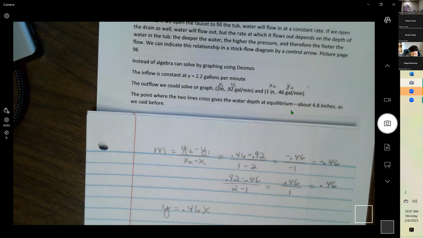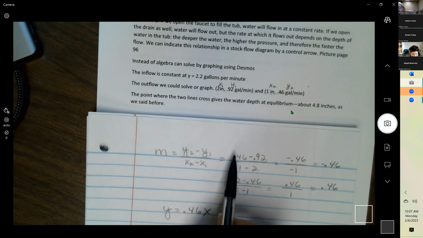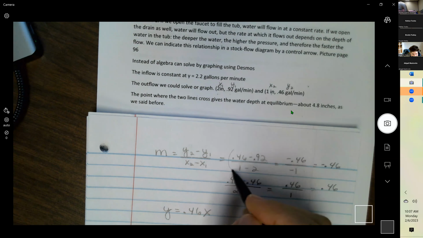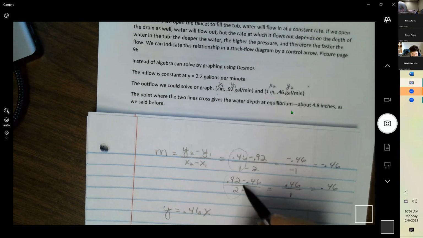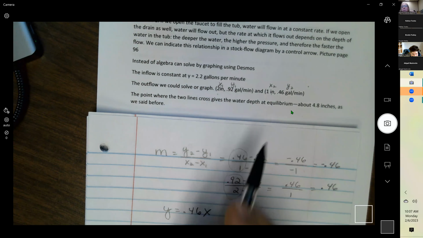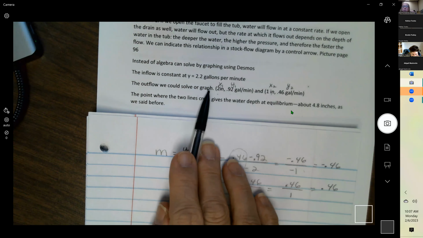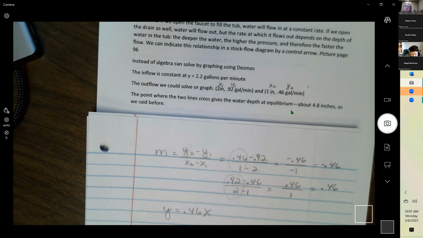Does it matter if you do it the way that makes it negative or the way that makes it positive? No, and that's why I wanted to show you that you could do it either way. Just make sure, notice that this point goes together. So whichever one of these you choose first, you have to choose the same one on the bottom.